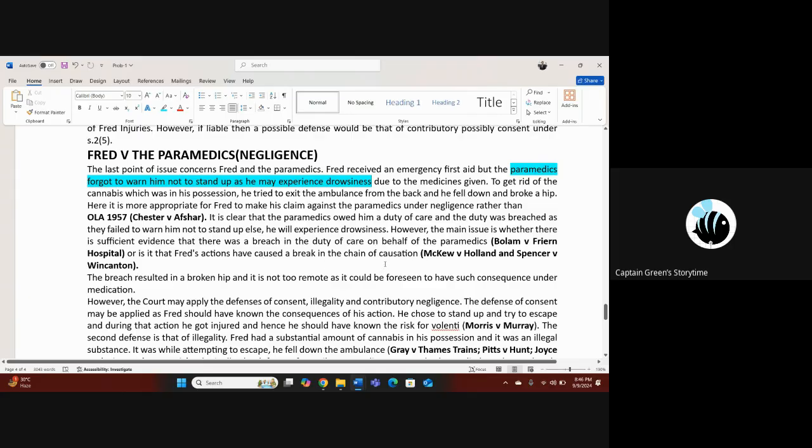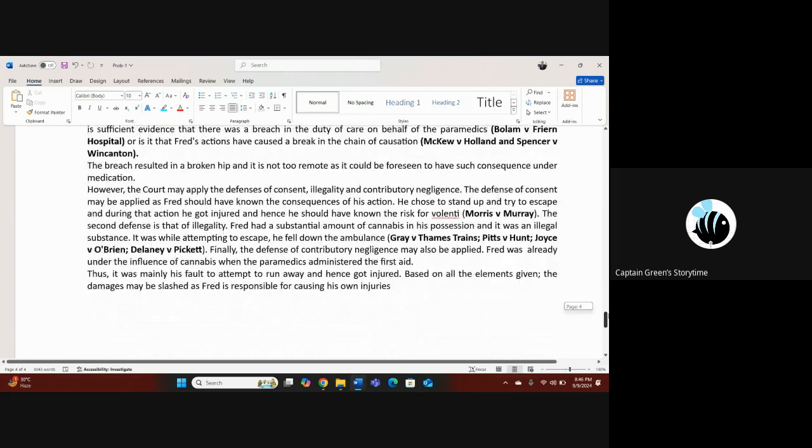Now we will look at whether they did breach or not. The breach resulted in a broken hip and it is not remote, as it could be foreseen given the medication. However, the court may apply the defenses of illegality and contributory negligence. These are the two defenses the ambulance people can raise. Contributory negligence means that actions on both sides were wrong, which resulted in the injury to that person, and it would be successful.